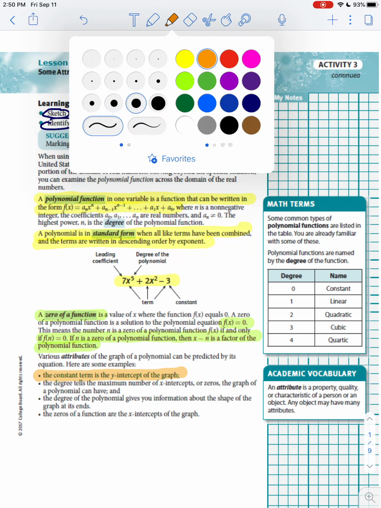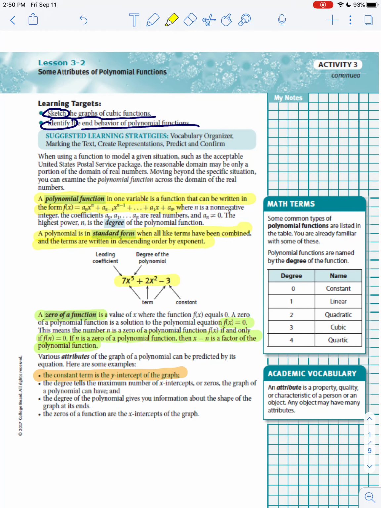Next, we want to look at the degree of the polynomial. And the degree of the polynomial is going to tell you the maximum number of x-intercepts, or zeros, the graph of a polynomial can have. Now, we do know that sometimes polynomials have no x-intercepts, and that's because the zeros are non-real. That's when we get those i's. But the degree will tell you the maximum number of x-intercepts the polynomial could potentially have.